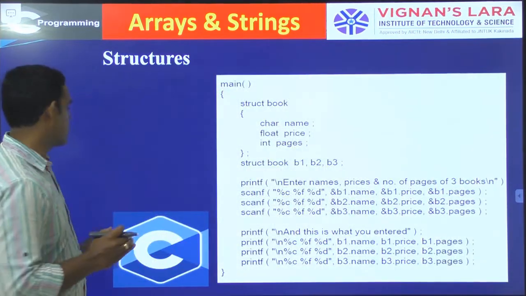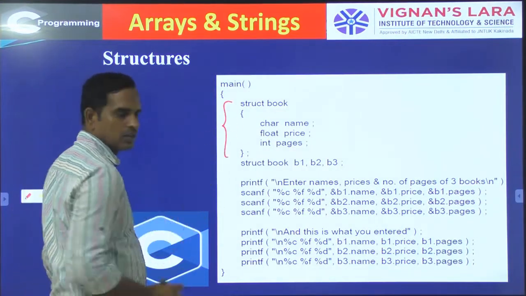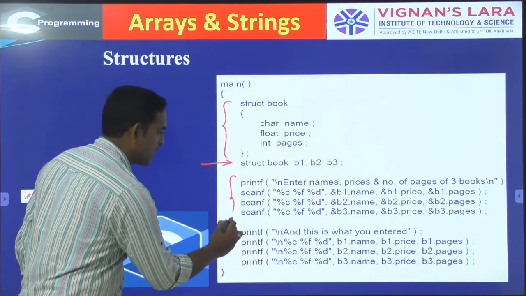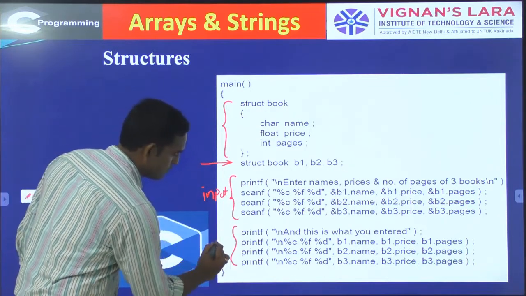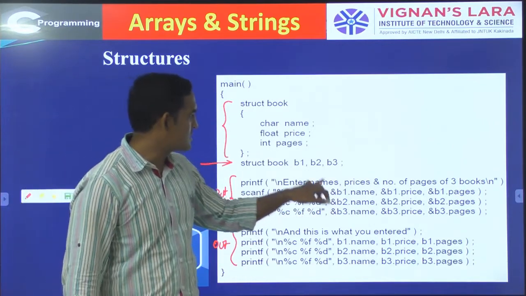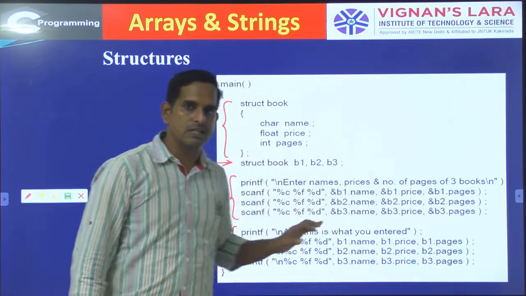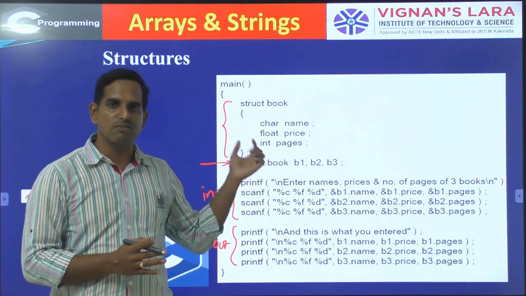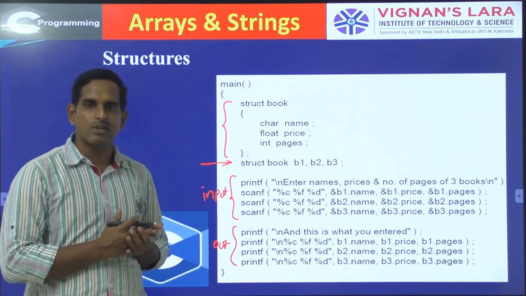Okay, so this is the complete program of your structure, where you have created one structure book and then you have created the structure variables. So this will be the input part, where you are giving input into the structure members, and this is the output part where you are printing the structure members. While inputting, I am accessing the b1's name by using b1.name, b1.price, b1.pages, like that. So we have to use the dot operator to access the individual elements of a particular structure variable. So this is the introduction regarding your structures.